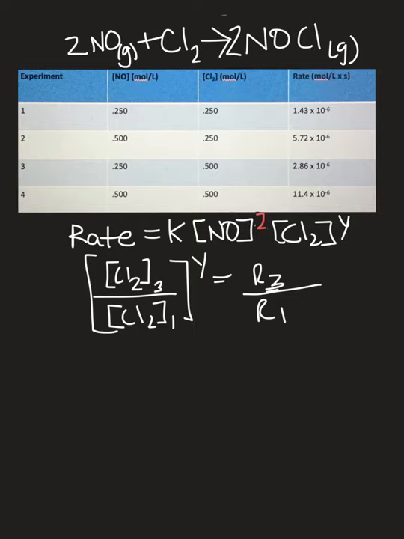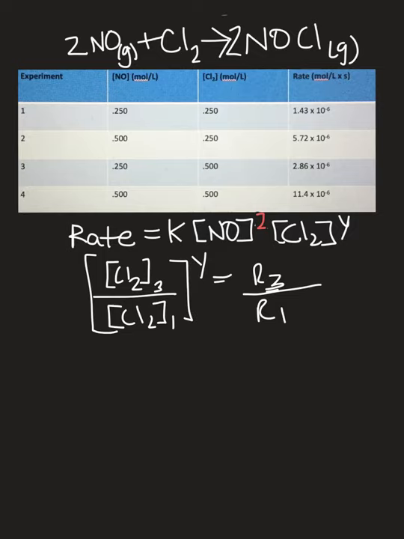So here we're going to have the concentration of our chlorine gas in trial 3 divided by chlorine gas concentration in trial 1, raised to the exponent of y, because that's the exponent we're looking for, is going to be equal to our third experiment's rate divided by our first experiment's rate. I will substitute in the values that we see from above here.